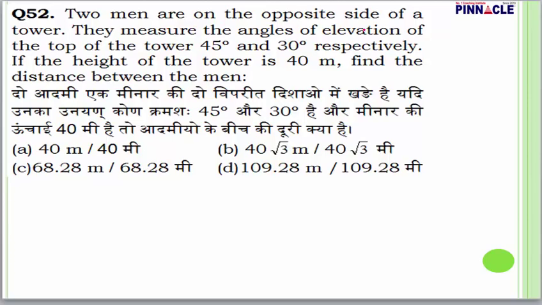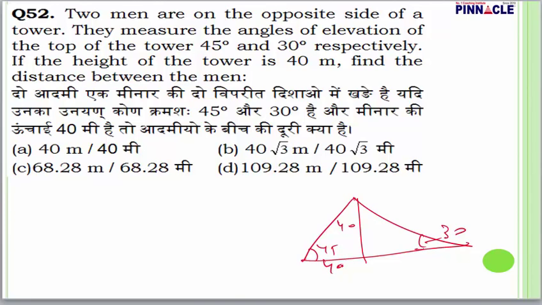Question number 52. If two men are on opposite sides of a tower, they measure the angle of elevation of the top of the tower as 45 degrees and 30 degrees respectively. If the height of the tower is 40 meters, then find the distance between these two. Let's say this is 40, one angle is 45 and the other is 30. Tangent 45 is equal to 1.